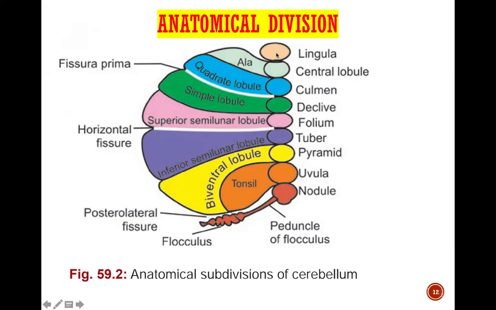And if you see from the lingula, there is a central lobule from where the ala arises, culmen from where the quadrangular lobe arises, declive from where the simple lobule arises, folium from where the superior semilunar lobule arises, tuber from where the inferior semilunar lobule arises, pyramid from where the biventral lobule arises, and from the uvula the tonsil arises. So this is the anatomical division, and you have to remember this division.